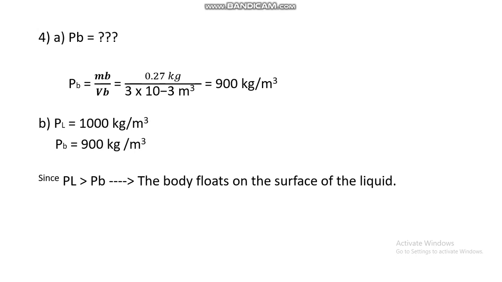4. A. Determine the density of ice. Density of ice means that I have to calculate the density of the body. How do you calculate the density of the body? By applying this formula, mass of the body over volume of the body. Mass of the body is given, volume of the body is given. We divide 0.27 by 3 times 10 to the minus 3 meter cube. We will get the answer 900 kilogram per meter cube.